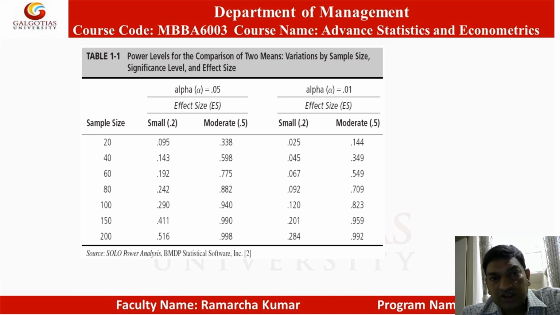And it also depends upon the effect size. If effect size is small, say 0.2, or if it is moderate, 0.5. So if it is moderate, then what will happen? If the effect size is smaller, then the power will be less. If the effect size is moderate, then power increases, so it is taking larger values. So we can see that power level is related to the sample size, alpha and effect size.